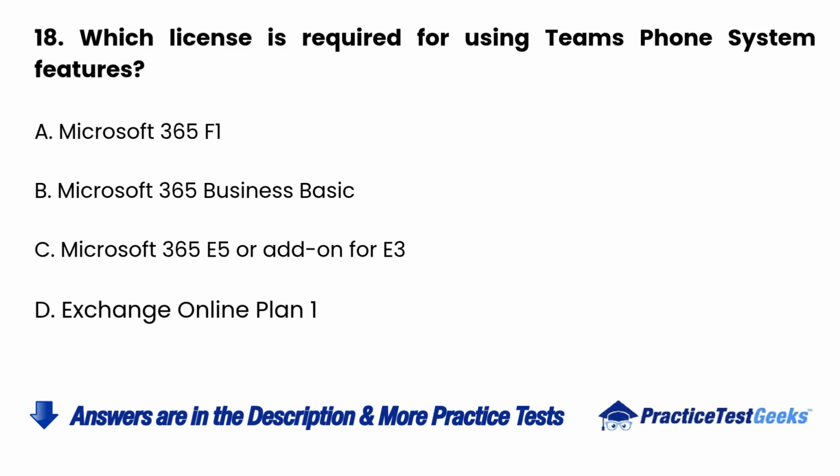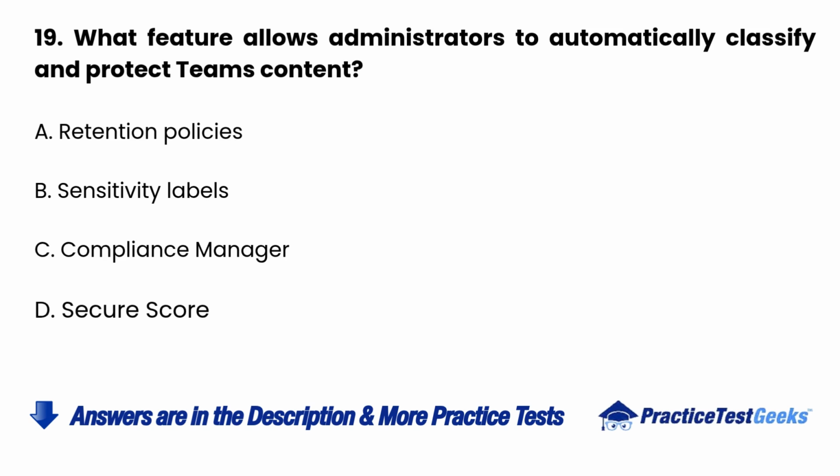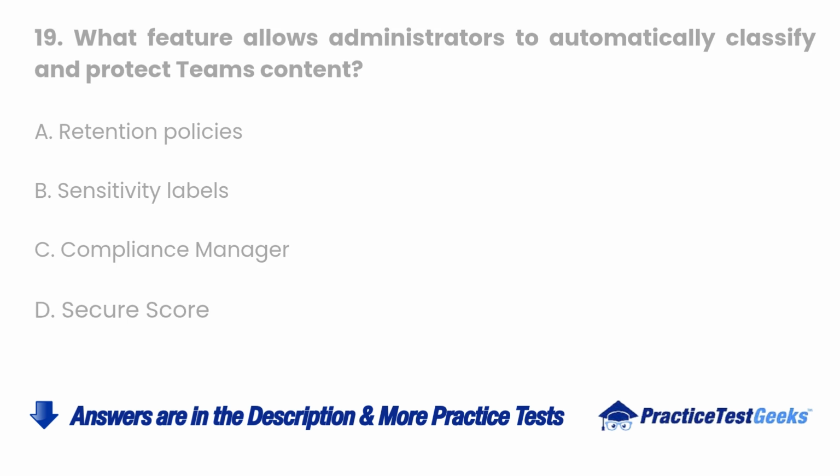18. Which license is required for using Teams Phone System features? A. Microsoft 365 F1. B. Microsoft 365 Business Basic. C. Microsoft 365 E5 or add-on for E3. D. Exchange Online Plan 1. 19. What feature allows administrators to automatically classify and protect Teams content? A. Retention policies. B. Sensitivity labels. C. Compliance Manager. D. Secure Score.